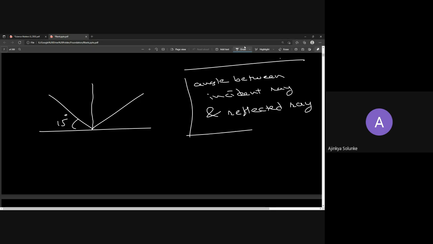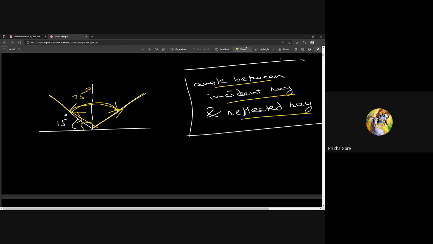Kindly find this for me, please. 75. Okay, can you please read the statement? See, angle between what? Incident ray and reflected ray. What is the incident ray? This is the incident ray and this is the reflected ray. They are asking for the angle between the incident ray and the reflected ray. How much will this be? This is 75 and this is 75, so 150 degree. Correct. So they are asking for 150 degree.